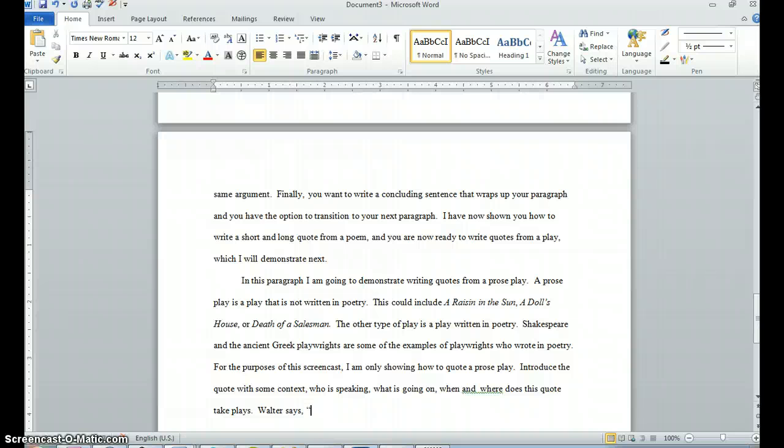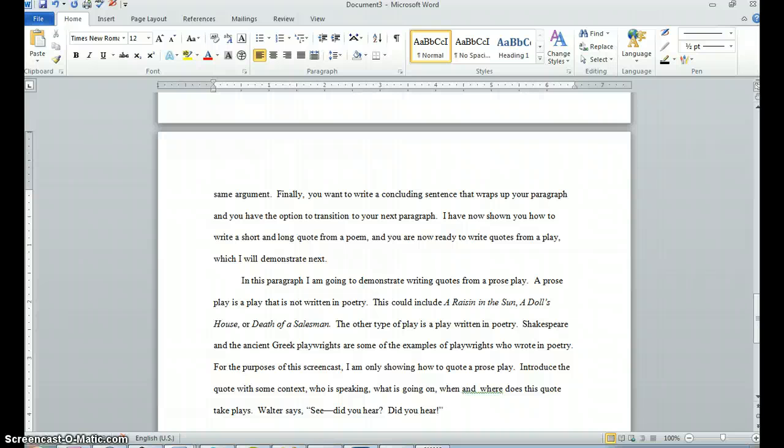And let's see, I'm actually going to pick a previous one. C, did you hear? Did you hear? Now, because this is a prose play and it is published in book form, I'm going to use the page number. In a play written in poetry, you might use the act, the scene, the line number. But for the purposes of this play, I'm going to use the page number.